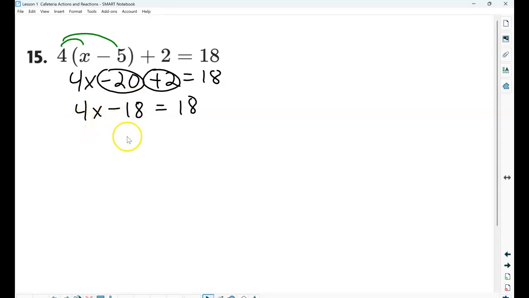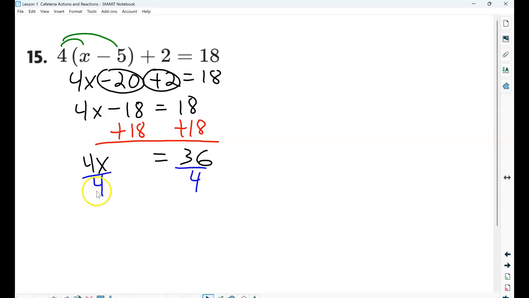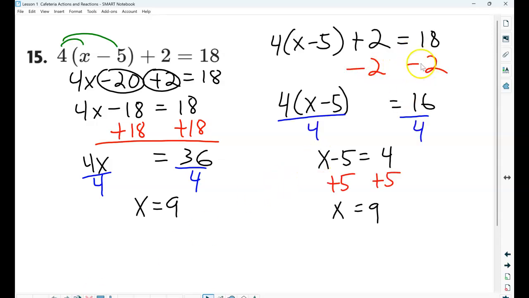Working away from the x here, we're going to add 18 on both sides. 18 plus 18 is 36. Divide by 4. And x is equal to 9. But again, you could do that a different way by subtracting the 2, dividing by 4, and then adding the 5.